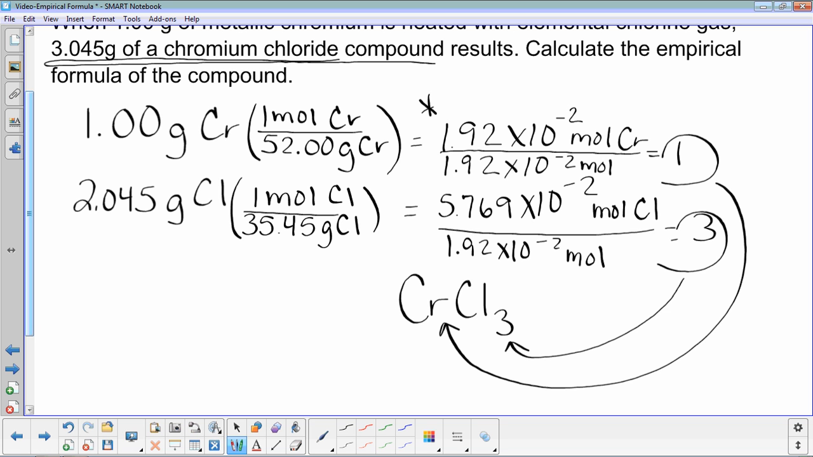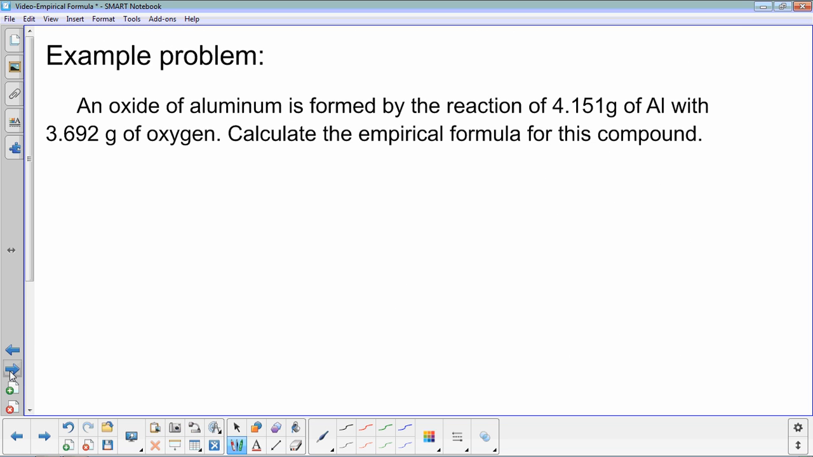Okay, so now we're going to move on to the next question. I'm going to give you a couple of seconds. I'm going to read it to you, and then I hope what you're going to do is stop the video, try to calculate the empirical formula yourself, and then watch the solution for the video. So an oxide of aluminum is formed by the reaction of 4.151 grams of aluminum with 3.692 grams of oxygen. Calculate the empirical formula for this compound.